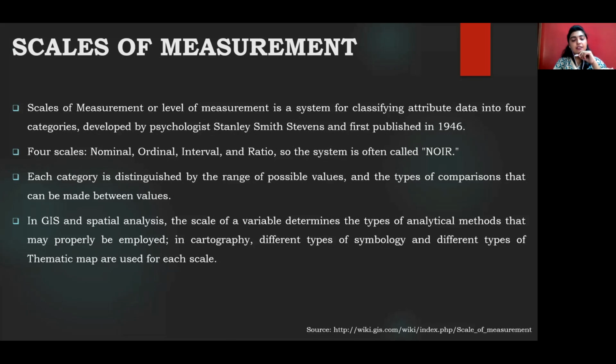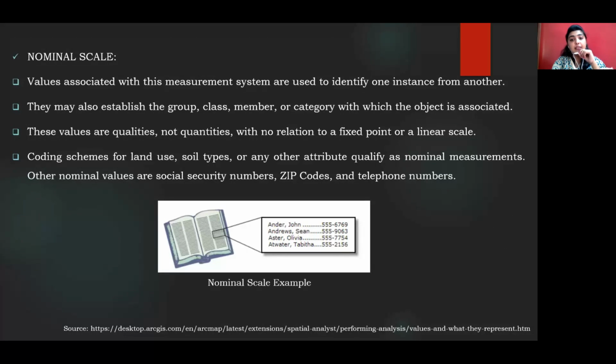Each category is distinguished by the range of possible values and the types of comparisons that can be made between values. In GIS and spatial analysis, the scale of a variable determines the types of analytical methods that may properly be employed. In cartography, different types of symbology and different types of thematic maps are used for each and every type of scale of measurement.